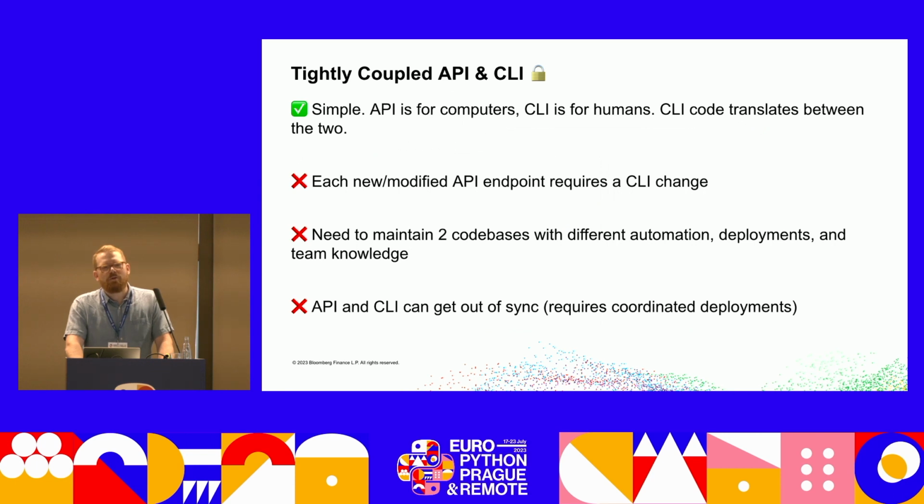So a tightly coupled API and CLI is a simple and straightforward approach. The API is for programmatic access, the CLI is for human interaction, and CLI code translates between the two. But when an API and CLI are tightly coupled, every time you modify one, you likely need to modify the other. You also need to continually maintain two separate code bases with different automation, deployments, and team knowledge. Plus, API and CLI versions can get out of sync and often require you to synchronize your deployments to avoid compatibility issues.